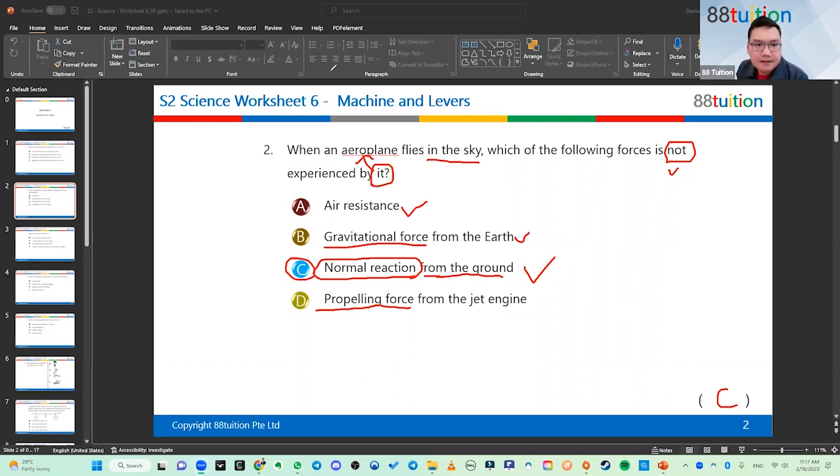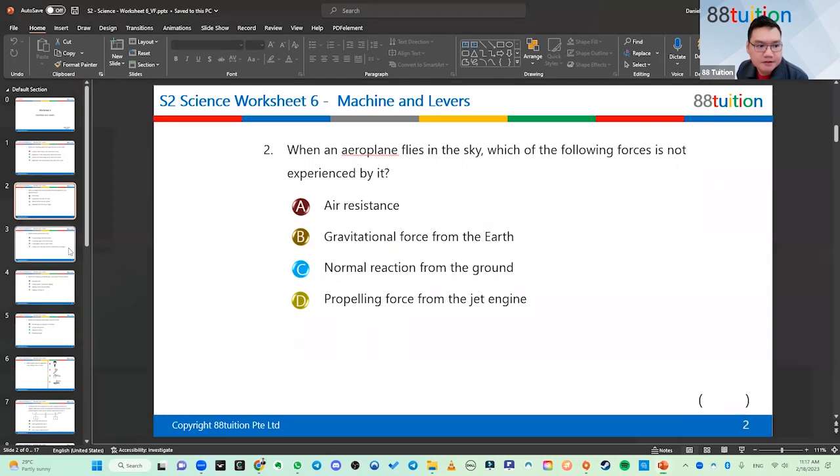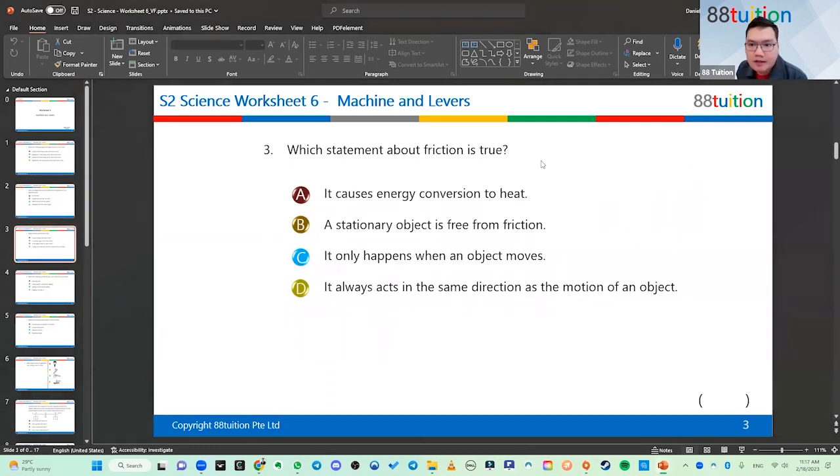Okay, now let's look at the next question. Which statement about friction is true? Let's have each of you speak up again. I'd like to hear your voices. Each of you read one statement.